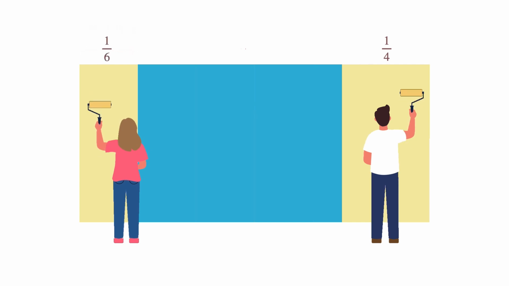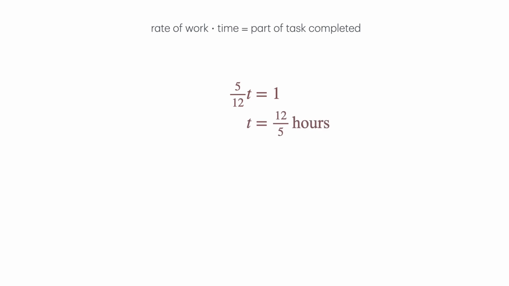To determine the rate of work of the friends painting the wall together, we simply add their individual rates of work. So a simple but important equation for determining the length of time to complete a task is the rate of work, and for this example is 5/12, multiplied by the time needed to complete the task, which is what we are trying to determine, and that equals the part of the task that was completed, and for this problem, the entire wall. Simply solving for t, it would take Henry and Isabella working together 2.4 hours to paint the entire wall.